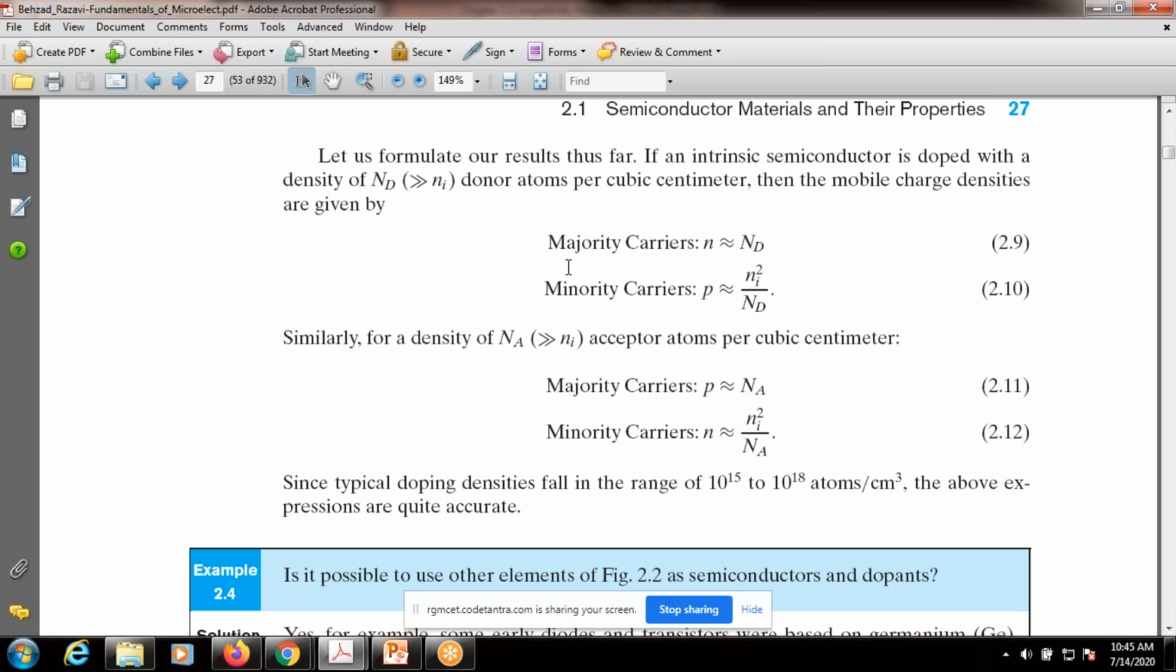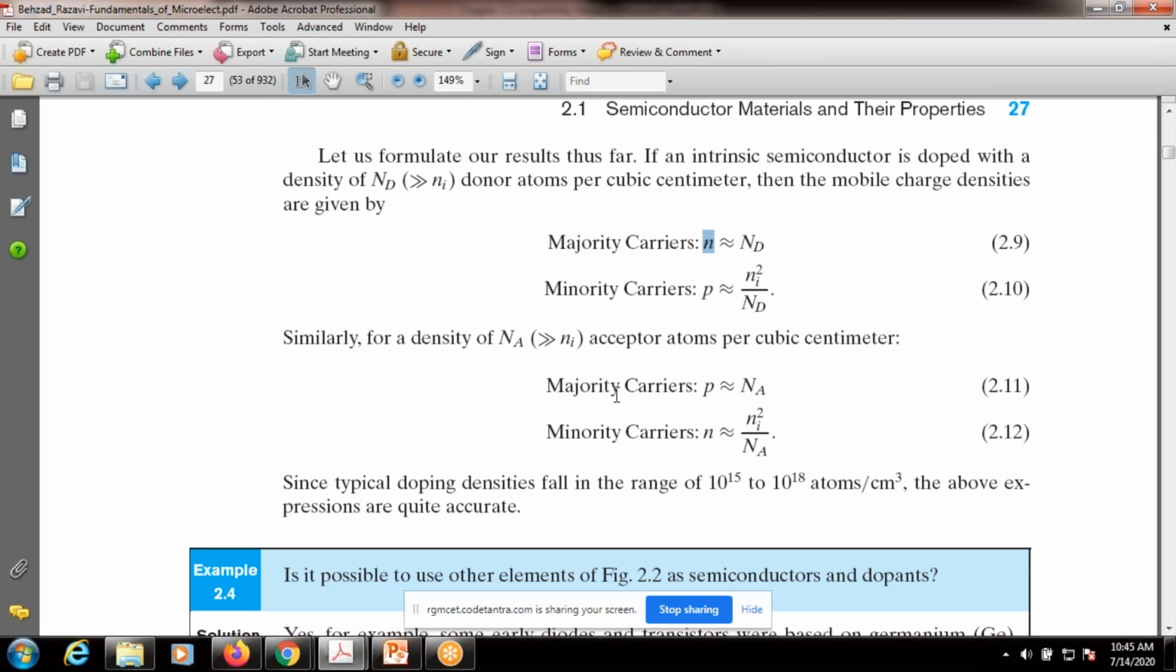Let us formulate our results. If an intrinsic semiconductor is doped with a density Nd of donor atoms per cubic centimeter, then the mobile charge densities are given as follows. Majority carriers are n, minority carriers are p. Then how to calculate minority carriers? Minority carrier density is equal to ni square by Nd, the number of donor atoms.